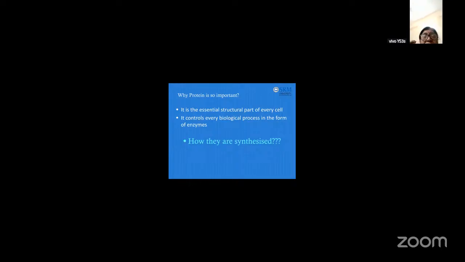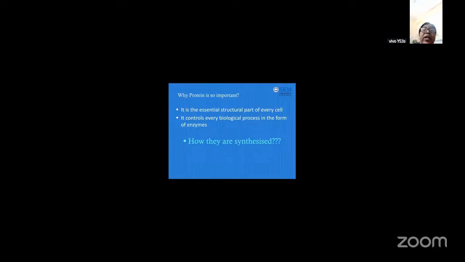Okay, now we will go to another chapter, that is protein synthesis. Now, what do you mean by protein synthesis? Coming to protein synthesis, you all know proteins are very, very important. They are essential. They are a structural part of every cell, and they control every biological process in the form of enzymes. So they need to be synthesized. That is why protein is very, very important.